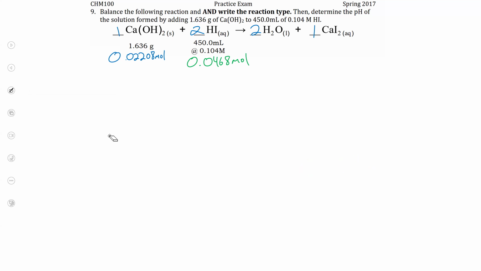So now we need to know what's going to run out first. Because remember these pH problems, if we have our hydroxide and our acid on the same side, one of them has to run out first. So this is an excess reactant problem.